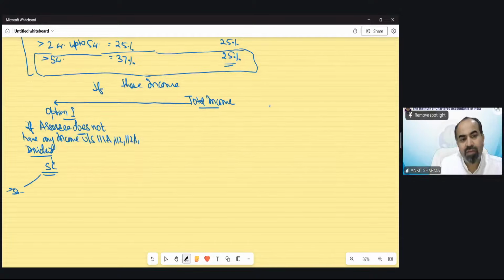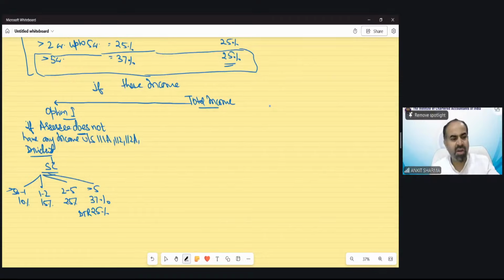If more than 50 lakh up to 1 crore, 10%. Under both regimes, it's the same. 1 to 2 crore range, 15%. 2 to 5 crore range, 25%. And more than 5 crore, it's 37%. But in case of the default tax regime, it would remain 25%. We have the specific chart also for this. Do not worry about it. Understood? So this we have discussed.